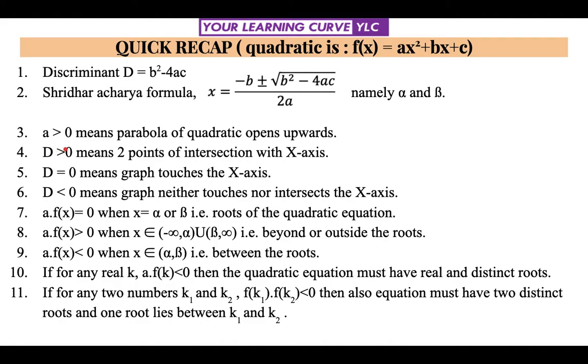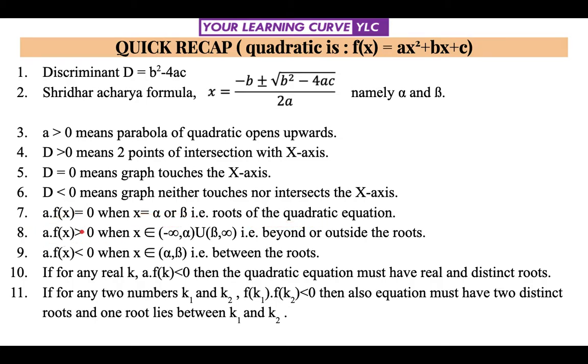Now, in the graphs of quadratic equations, a positive means the parabola opens upwards and a negative means the parabola opens downwards. D positive means 2 points of intersection with the x-axis. D 0 means the graph touches the x-axis. D negative means the graph neither touches nor intersects the x-axis. A into f of x is equal to 0 when x is equal to alpha or beta, means this product of leading coefficient into value of function will be 0 when the value of x is alpha or beta, that is the roots of the quadratic equation.